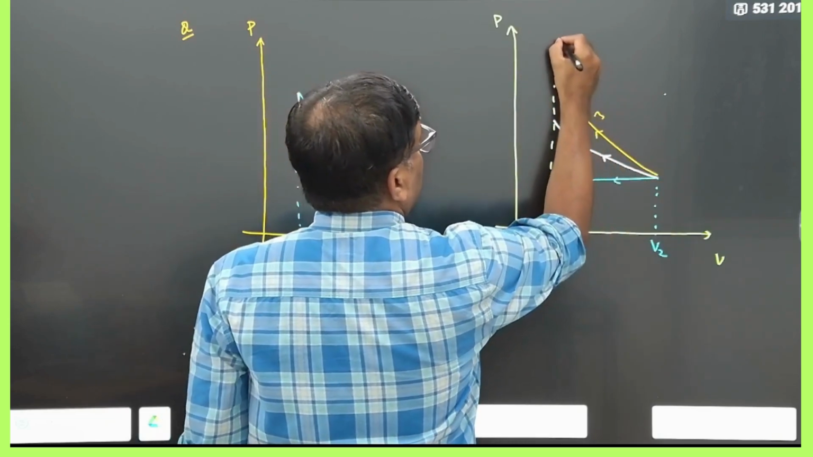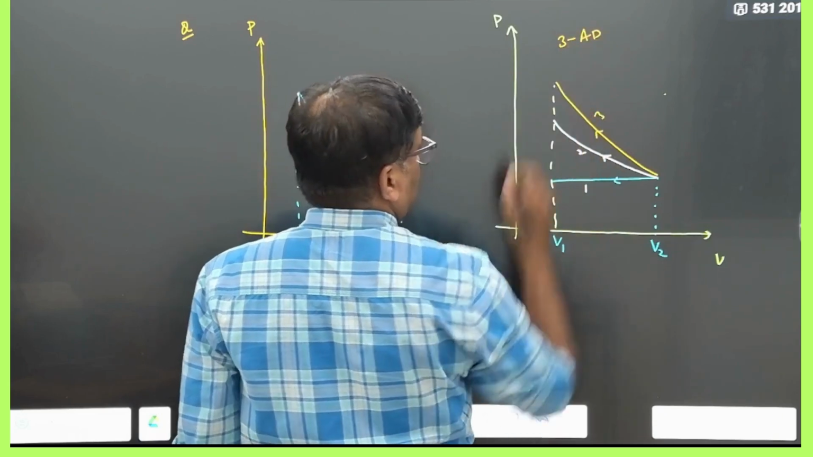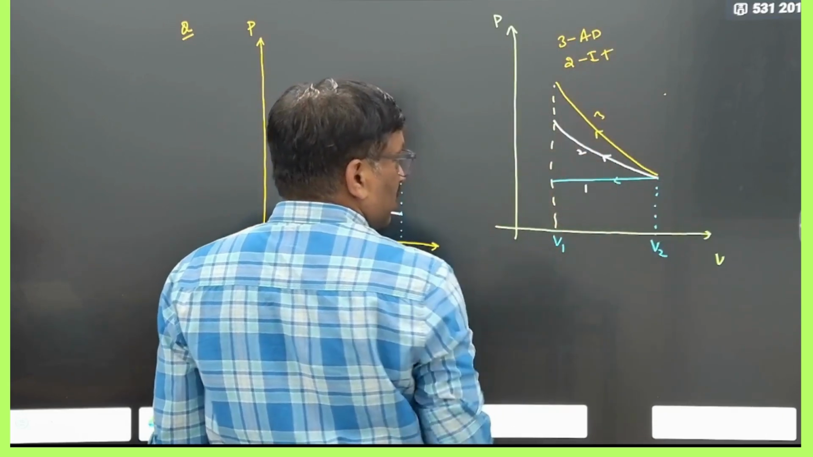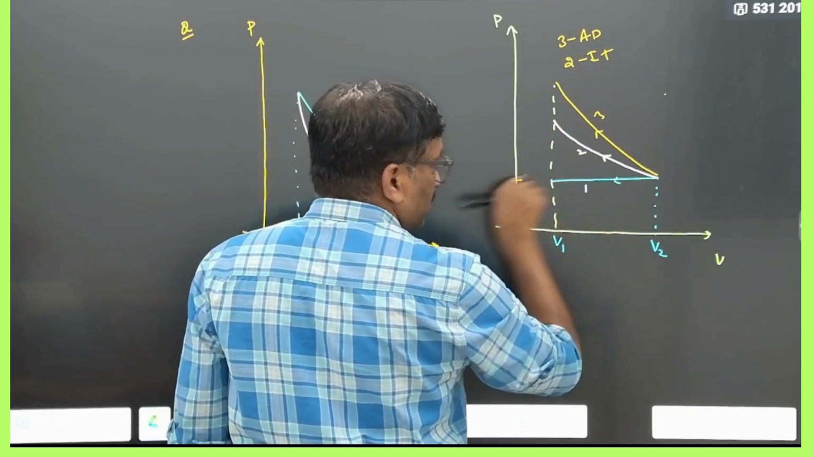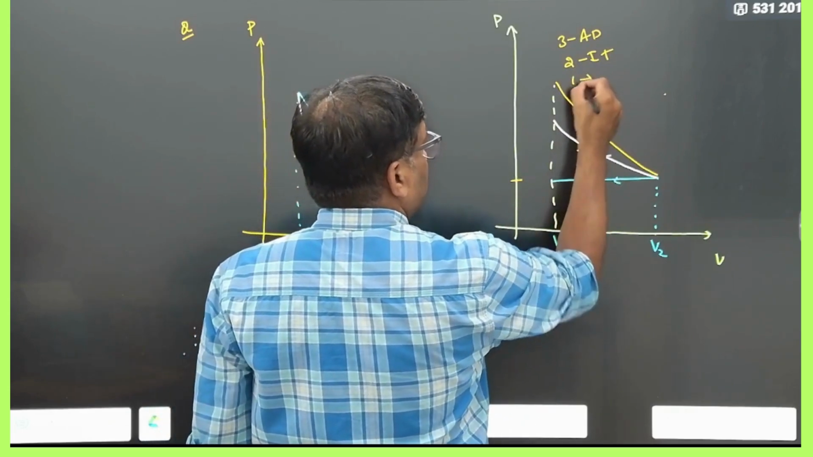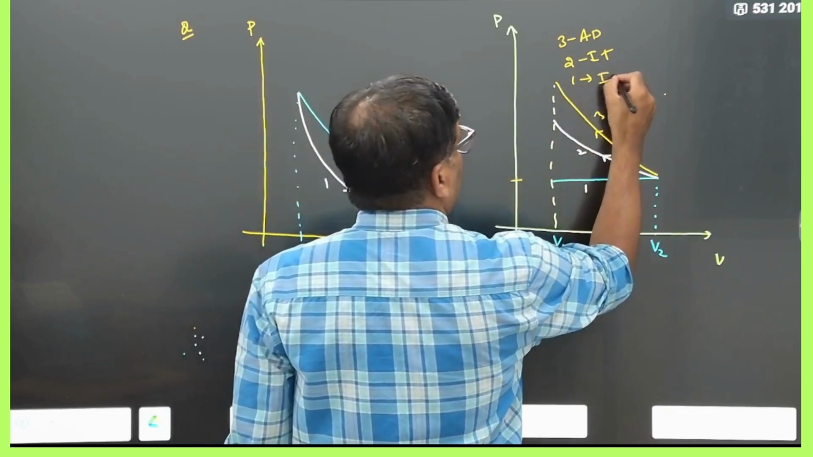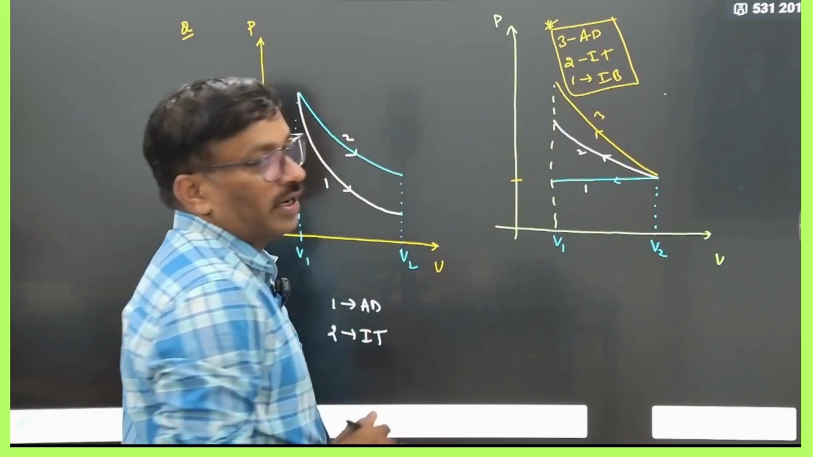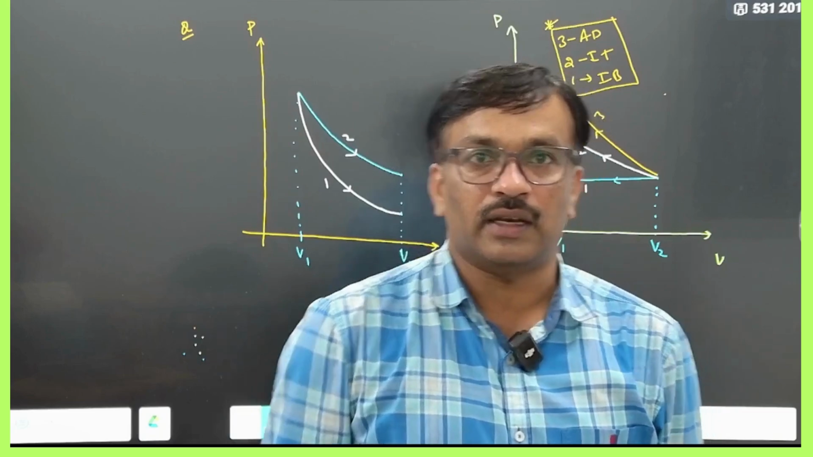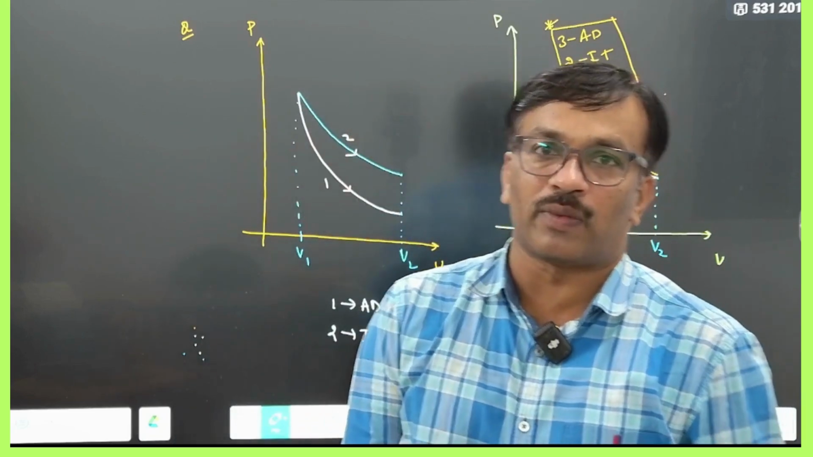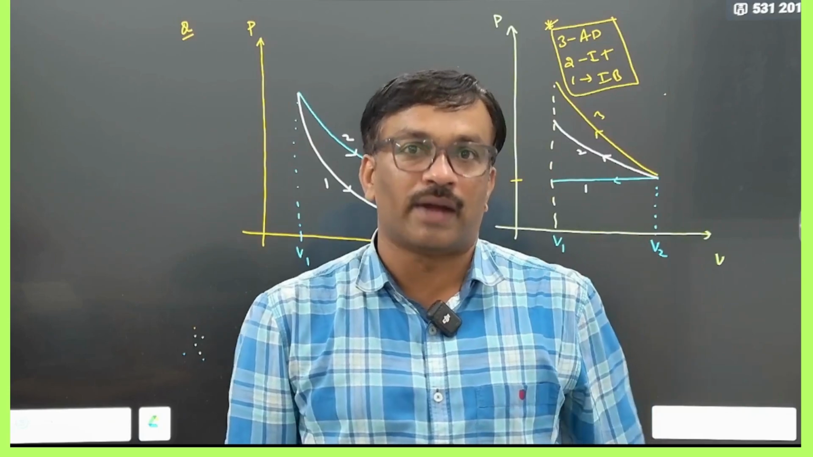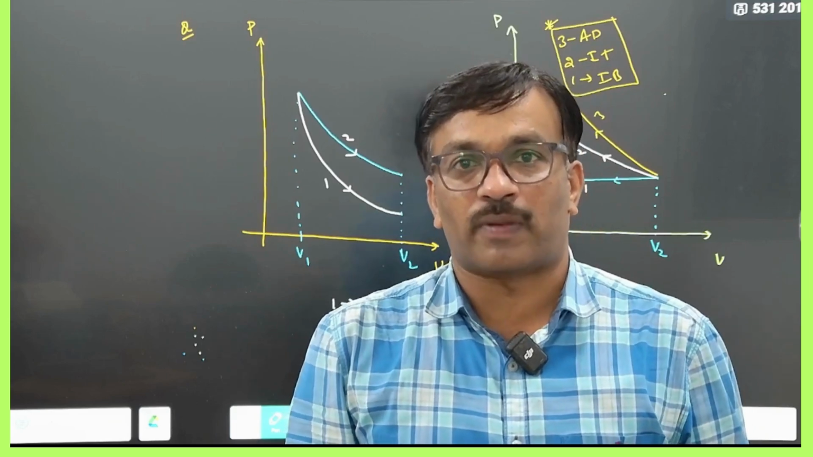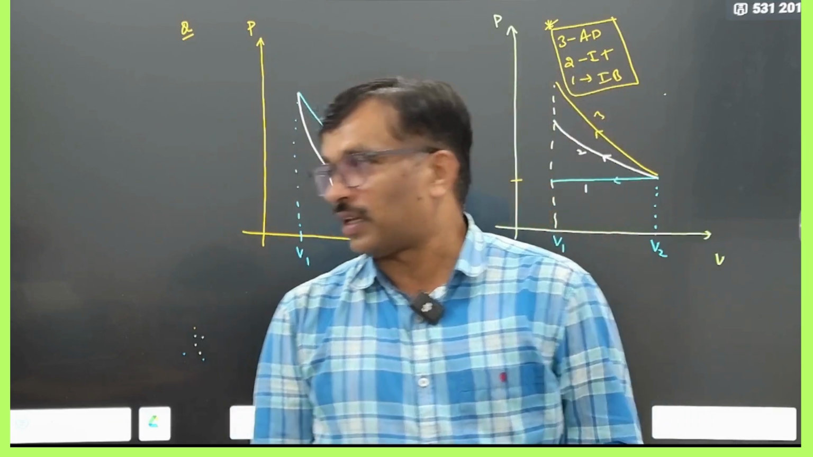This is 3, so 3 is adiabatic. The second one is isothermal. Therefore the first one is different: constant pressure is there and volume is changing. The first one is pressure constant, that means an isobaric process. Clear? Like this you can identify. So these are the 4 different processes: isothermal, adiabatic, isobaric, isochoric. From these 4 processes you can expect questions in the examination.